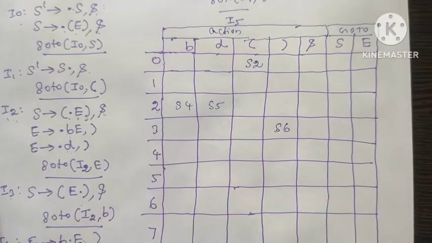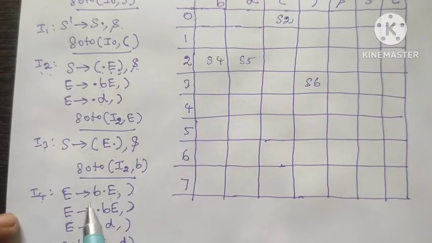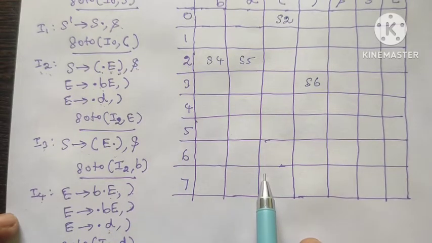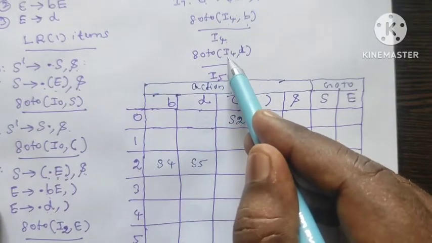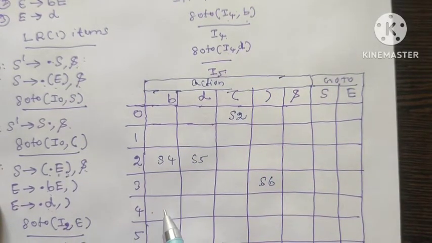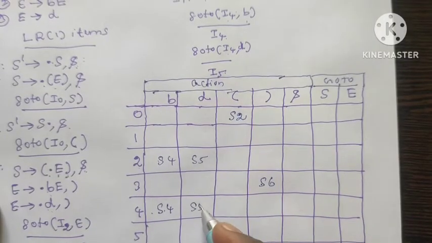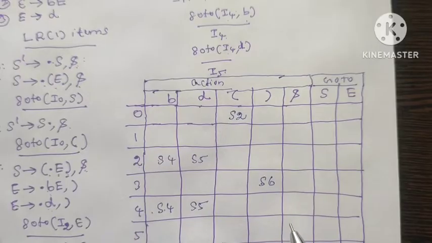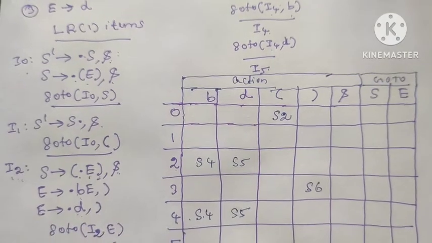Then come to I4. In I4, a dot is before B and D, so we have to compute 4 comma B and 4 comma D. I4 comma B produces I4 itself, so write S4, and I4 comma D produces I5, so write S5. So now we have filled up to I4.